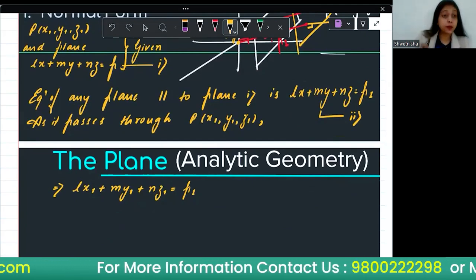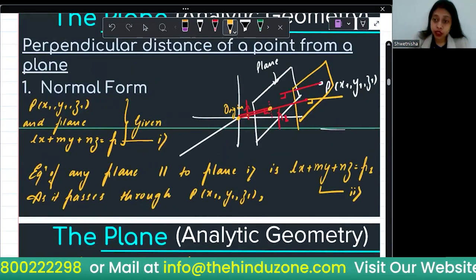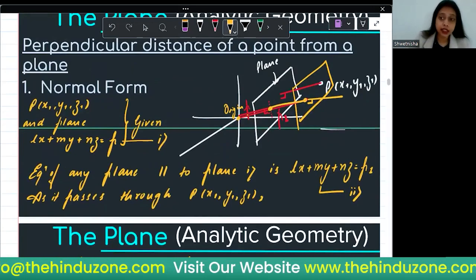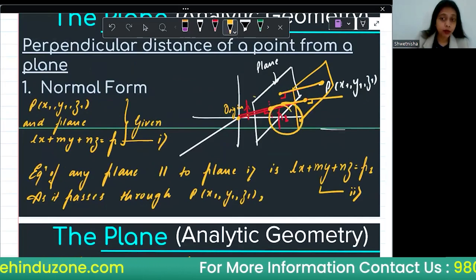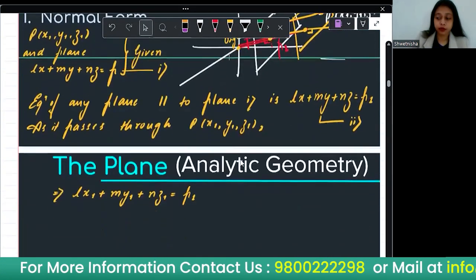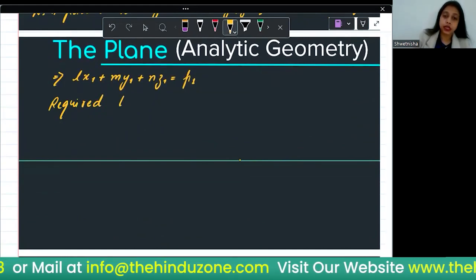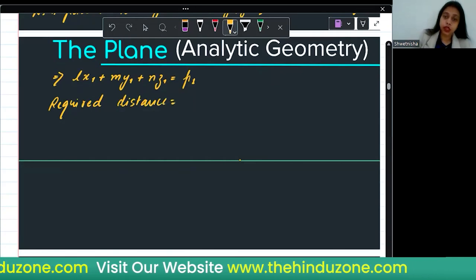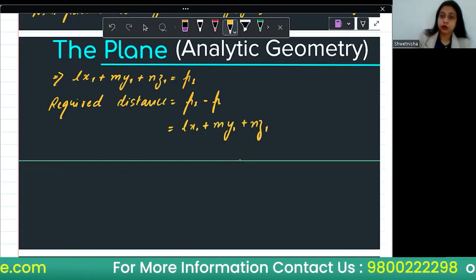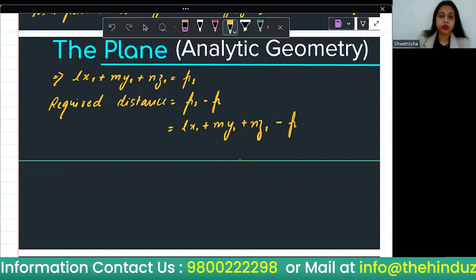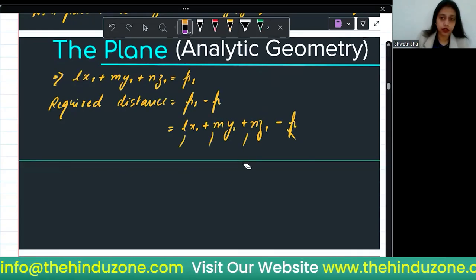Now, what is the perpendicular distance? The perpendicular distance from the origin is p1. What is the perpendicular distance of this plane? That is p. So what will be this distance? The distance between the two planes is exactly the distance between the given point and the given plane. That will be simply p1 minus p. So the required distance is simply p1 minus p. What is p1? p1 is Lx1 plus My1 plus Nz1. So it is Lx1 plus My1 plus Nz1 minus p, because L, M, N and p all are given, and x1, y1, z1 is also given. So that's your answer.